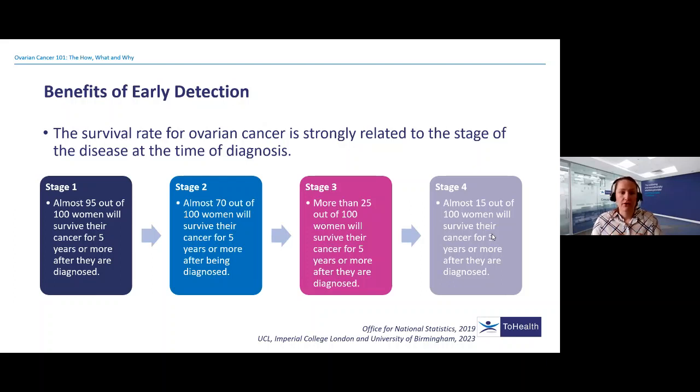So as you can see here, early detection really is important. Particularly women who are diagnosed at what we call stage 1, 95% of them will survive their cancer for 5 years or more after they're diagnosed. And as we transition through stages 2 and 3 and get to stage 4, we reduce down to 15% of women surviving for more than 5 years after they're diagnosed. So the key message here is that early detection really is pivotal, and your general health and fitness might also affect survival.